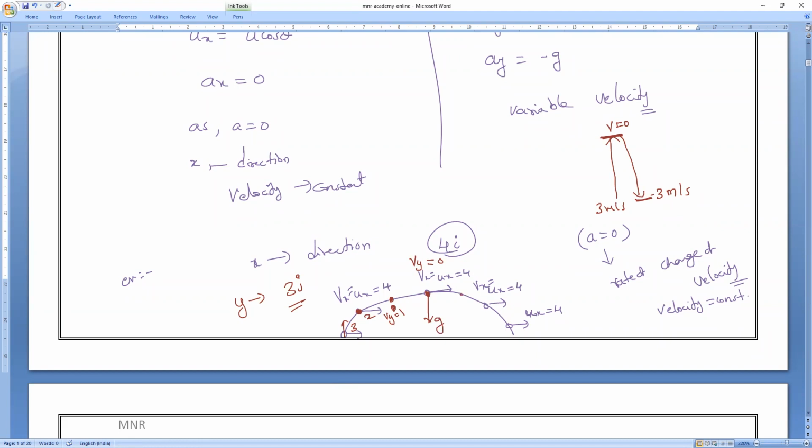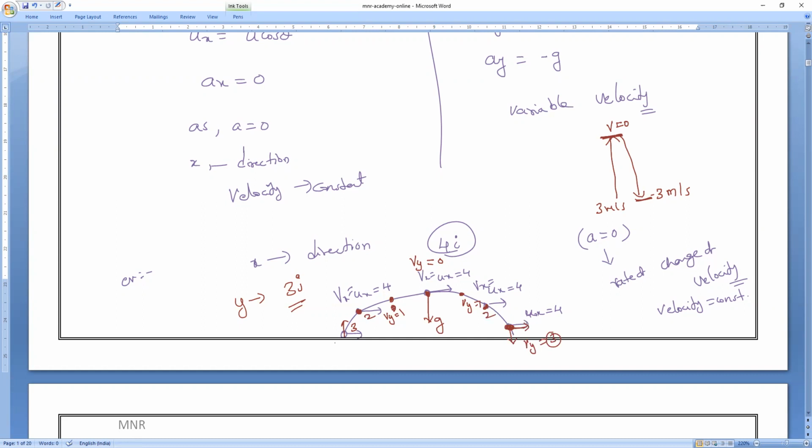And again it comes to this position. Again, Vy will become what? Minus 1 maybe. Minus 1. And here again minus 2. And before touching the ground, again it will become what, everybody? Minus 3. Understand? Vy is equal to minus 3. So that is what you have to remember.